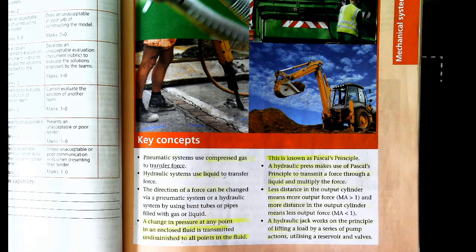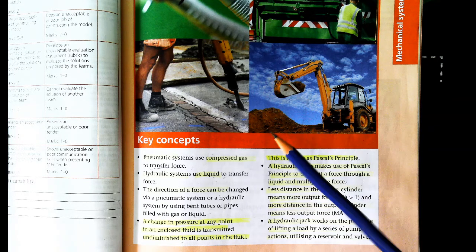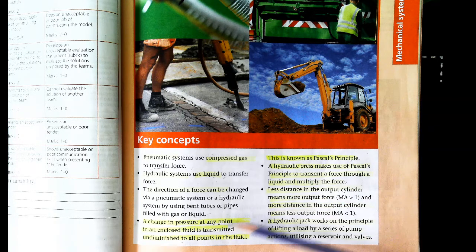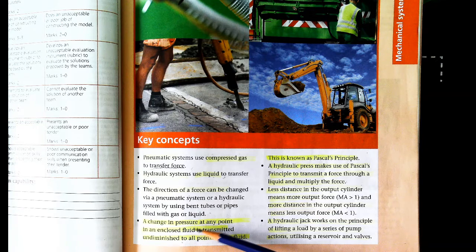You want the pedal where your foot is, so that would be your input, but you want your output to be where the wheels are. Then Pascal's principle is basically that a change in pressure. Now here, pressure is a concept of a force that is transmitted, that presses equally against all the area around it, the surface area around it.